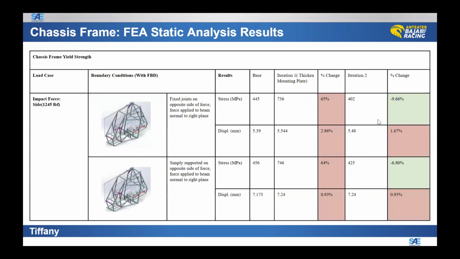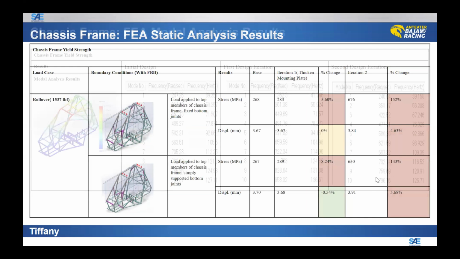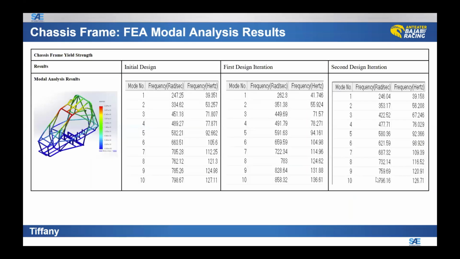For the next load case, it's an impact force to the side, where one side is simply fixed while the other side has force, vertical and horizontal, on one beam. And the last is rollover, where we put the force on the top of the chassis members while the bottom members are fixed. The next thing we did is a frequency analysis, which you can see here, and all the frequency values obtained are reasonable, which is a good sign.